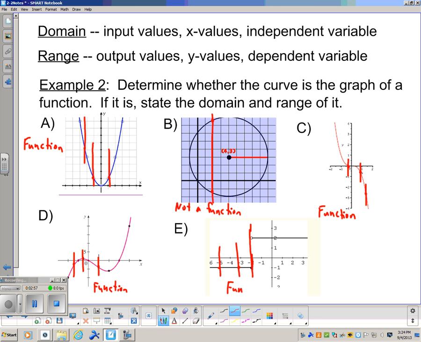Now if there was a closed dot there, you'd say no, it's not a function, because there's a closed dot down here as well, and it would make a vertical line going through 2 points. All right, so we determined whether a curve is a graph of a function.